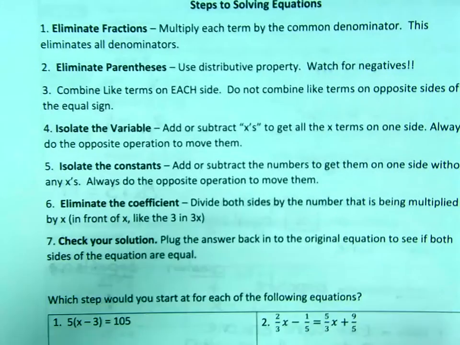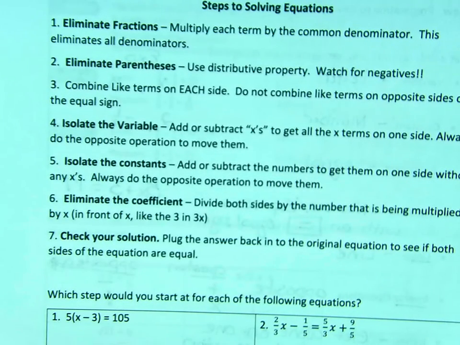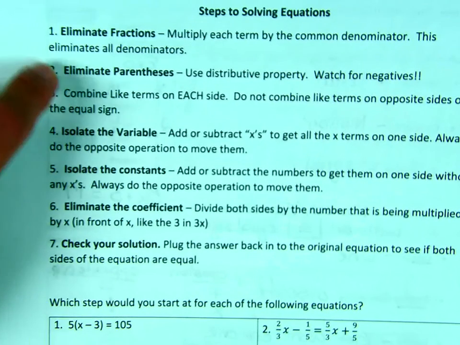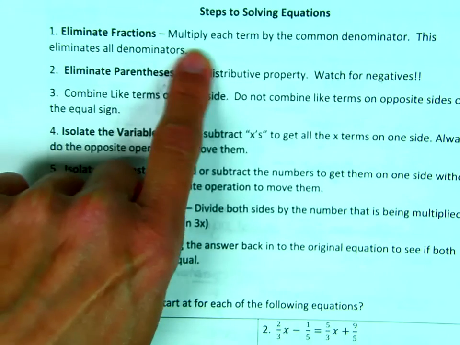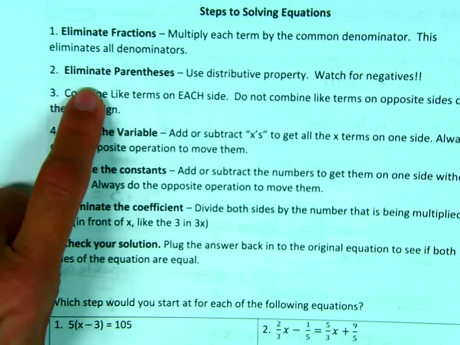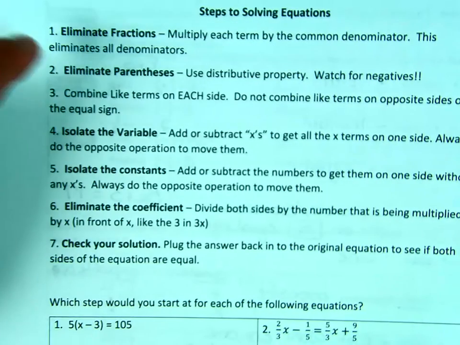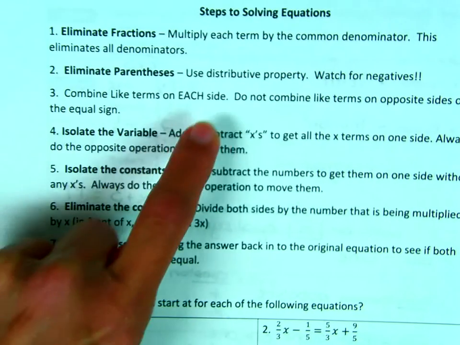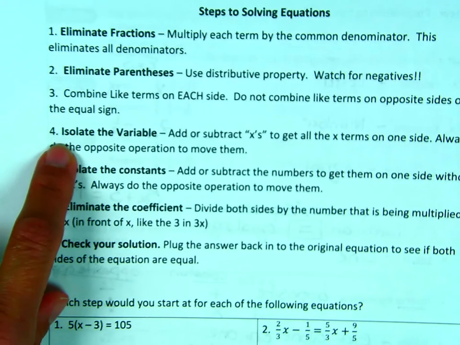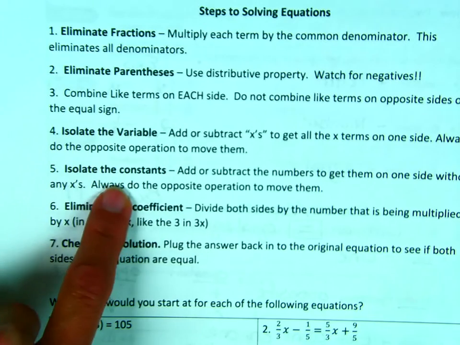So the first thing you should always do is ask yourself, hey, in this expression, are there any fractions? And then if there aren't any fractions, then you go to the next step. If there are, you eliminate them by multiplying each side with a common denominator. And then, are there any parentheses? If there are, you use distributive property to get rid of the parentheses. Watch out for negatives. And then, after you finish that, you combine like terms on each side. You don't combine terms on opposite sides because you have to move stuff from side to side. But on each side, you can combine like terms.